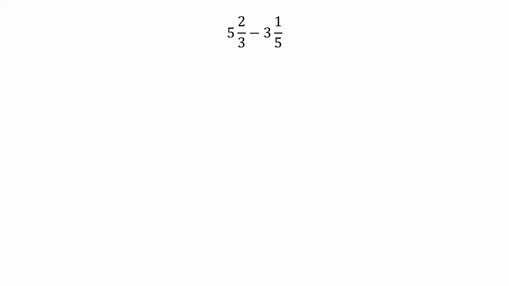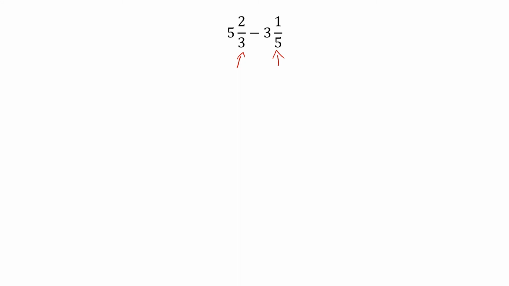Next problem. Go ahead and pause the video. Try this one on your own. And then when you're done, come back and we will go through it together. So here we have 5 and 2/3 minus 3 and 1/5. We have mixed numbers, we're doing subtraction, and again, we have two fractions whose denominators are different. So we need to find a common multiple that both 3 and 5 share in common.